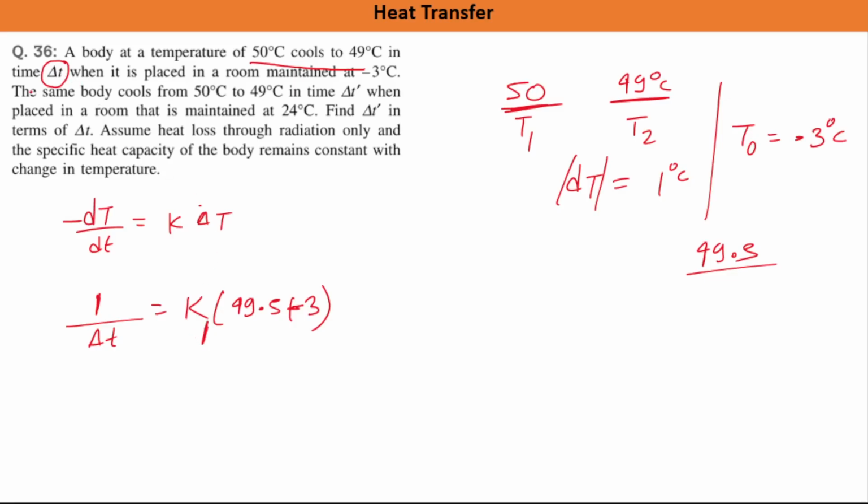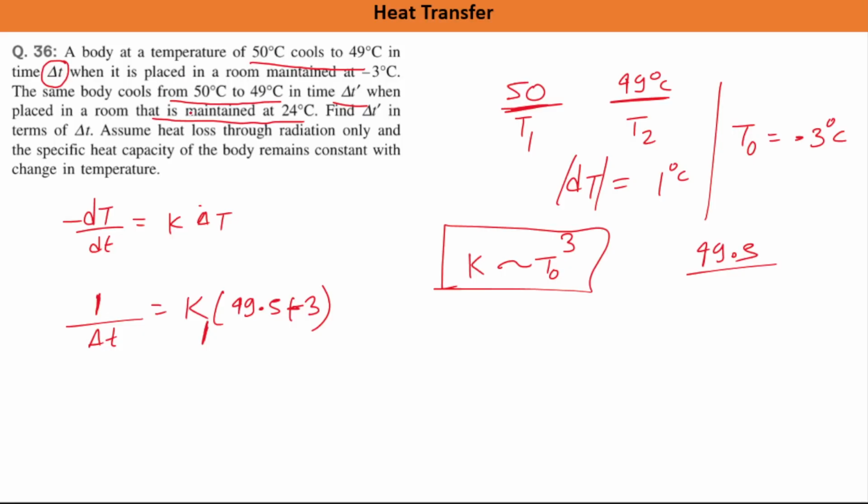Now for the second case, what is the thing? The same body cools from 50 to 49 in time delta T dash when placed in a room that is maintained at 24 degree. Now T naught is changing and so K will change. Always remember this K is a function of temperature, right? And this K is directly proportional to T naught cube, if you remember, right?